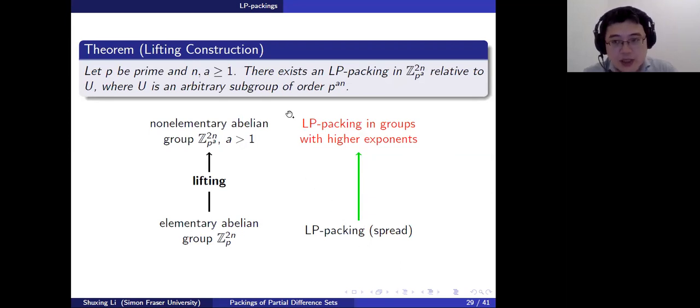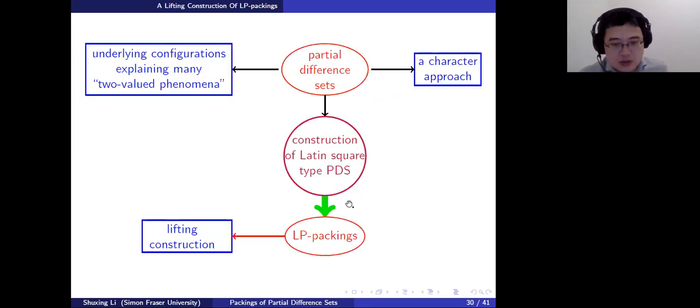in the rest of this talk, I would like to give you a brief taste about a crucial construction, the lifting construction in our paper. So basically, in order to construct LP packing in high exponent groups, we use a lifting approach. We start in an elementary abelian group, where an LP packing is equivalent to a spread. And somehow we apply some lifting construction to get LP packing in higher exponent groups. So the lifting construction is the last part of my talk.